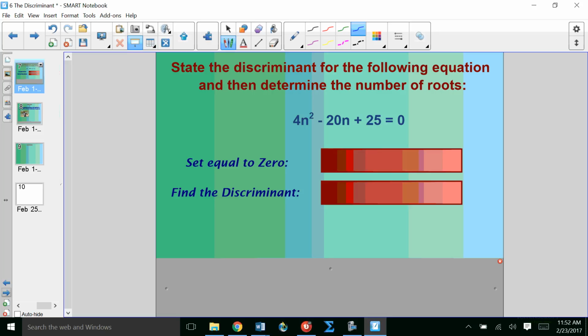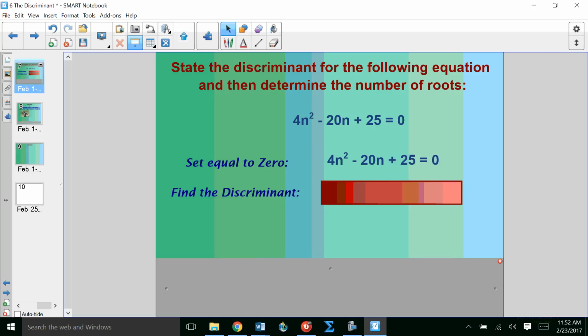Here's another one for you to try. Go ahead and set equal to 0, which is done for you, and find your discriminant. Click pause when you're ready to check, then click play. All right, so it is set equal to 0. Your discriminant should have been 0 in this case.